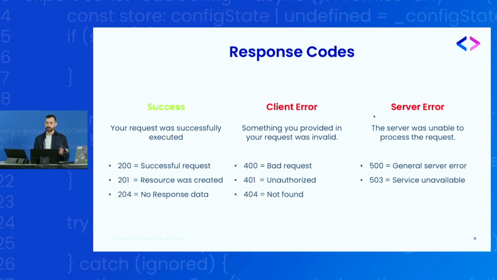And then finally, there's the server error. This means that the server was unable to process the request for some reason. These types of response codes start with a 5. At the most general level, you get a 500 server error. And again, you should check the response data to see if there's an explicit message saying what happened. Sometimes if the service is down, you might get a 503 service unavailable.